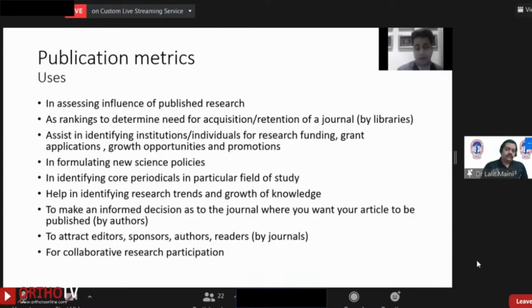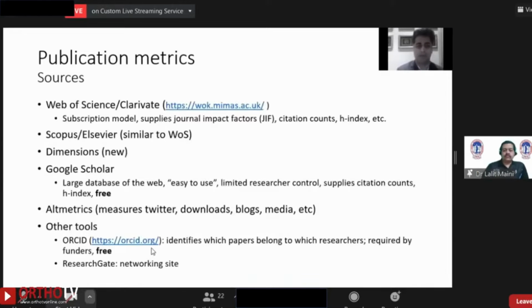Therefore, if authors want to use these metrics, it's basically to make an informed decision as to which journal you want to send your article to be published. And of course, the journals do it so that they can attract editors, sponsors, authors, readers, and therefore have collaborative research participation.